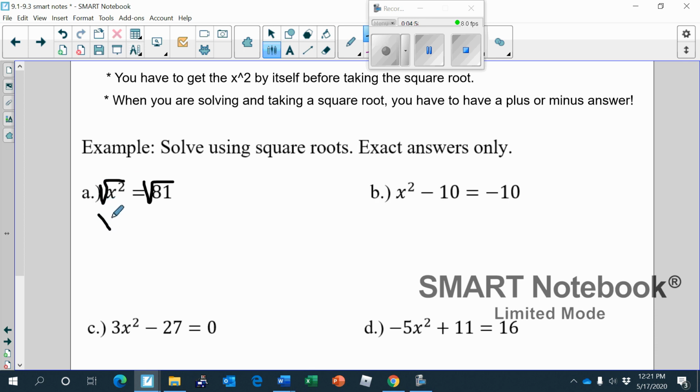So what I'm left with is x. Perfect. And then, well, don't we know what the square root of 81 is? We do. It's a 9. But based on my second thing of notes, it has to be a plus minus.